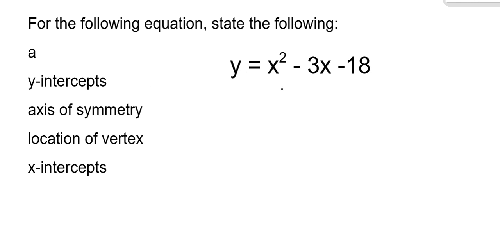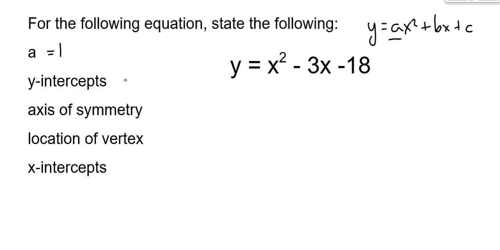A is simple. Remember, the standard form of an equation is simply y equals ax squared plus bx plus c. So the a is simply that value that's in front of the x squared, which in this case is 1. So the a value is 1. Now you can find that quickly, but it's useful for when we find other parts.